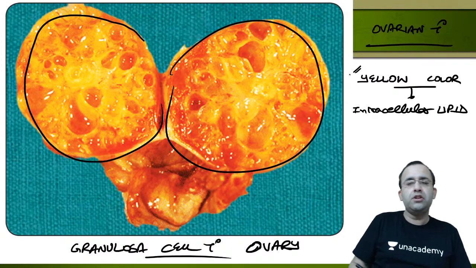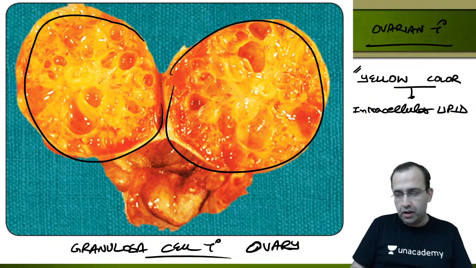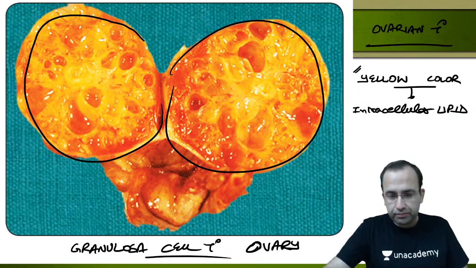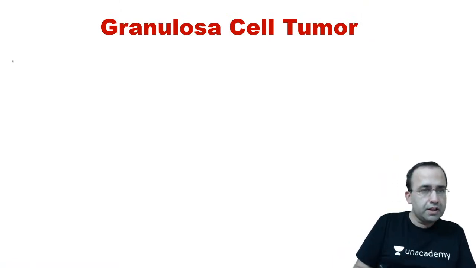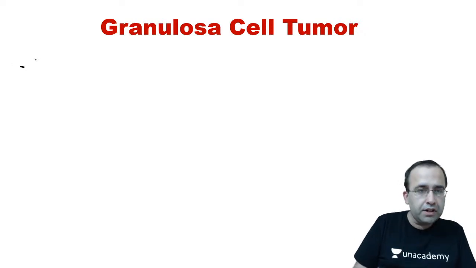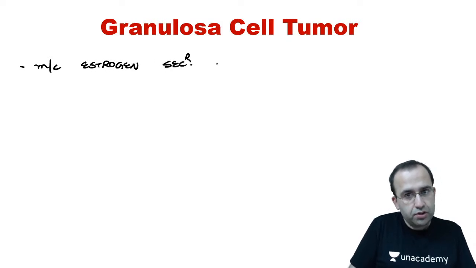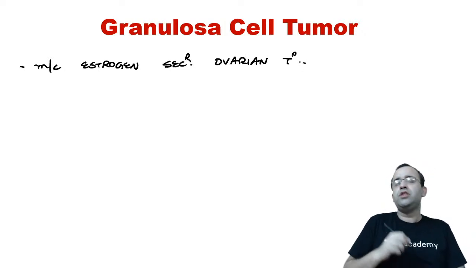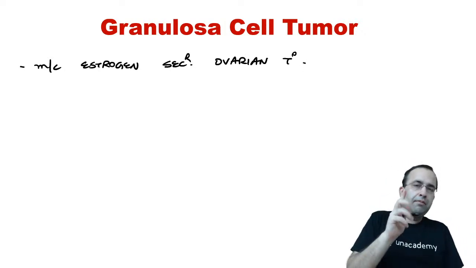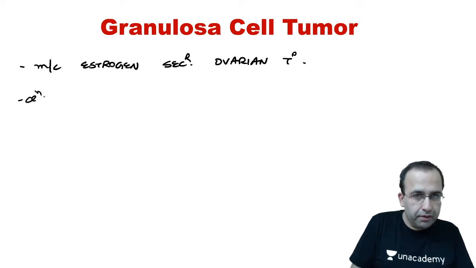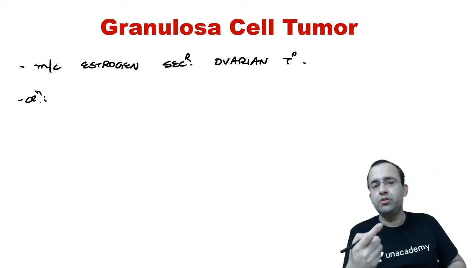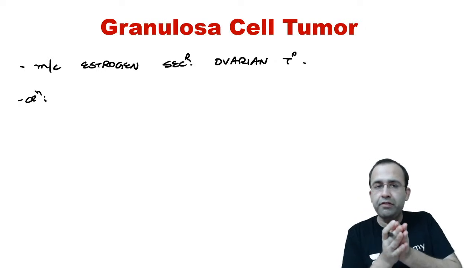So yellow discoloration to the tumor because of intracellular lipid. This is granulosa cell tumor. Next point, granulosa cell tumor. Let us have a look at few salient features. This is the most common estrogen secreting ovarian tumor. Next point, clinically, now if it is secreting estrogen, that estrogen will have some effect on the body.